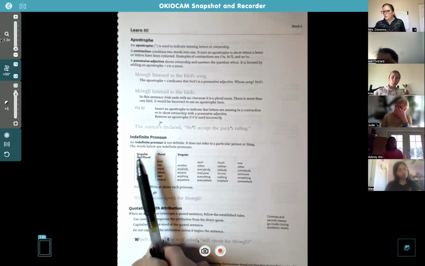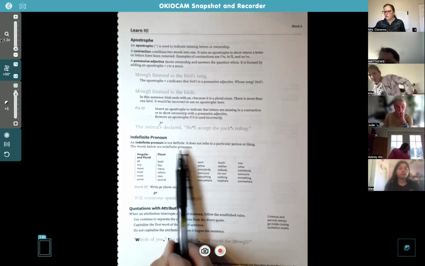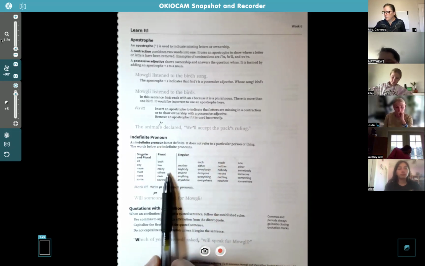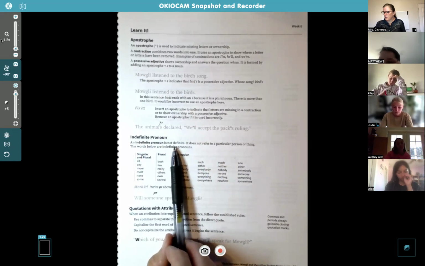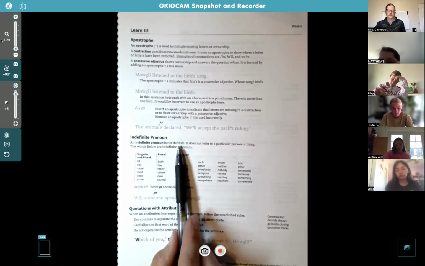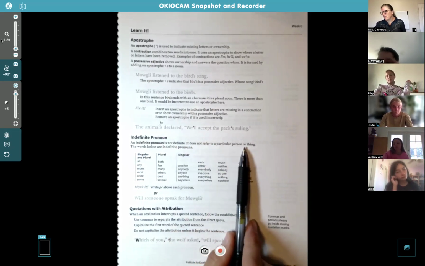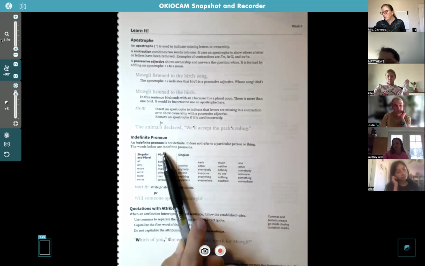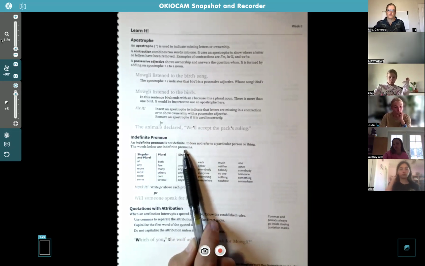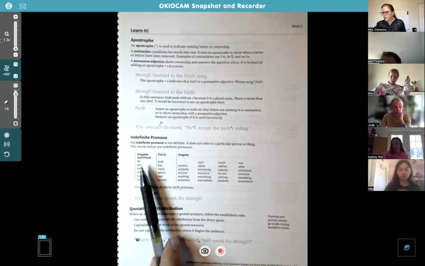So then we're going to talk about indefinite pronouns. There's some categories here for those. An indefinite pronoun is not definite. Ooh, that's deep. Indefinite means not definite, in case you didn't know that. It does not refer to a particular person or thing. The words below are indefinite pronouns. So these are like vague words, like it's not specific.